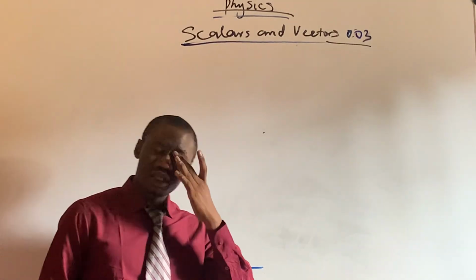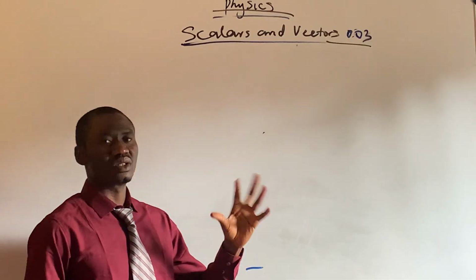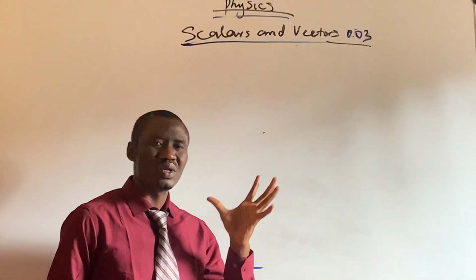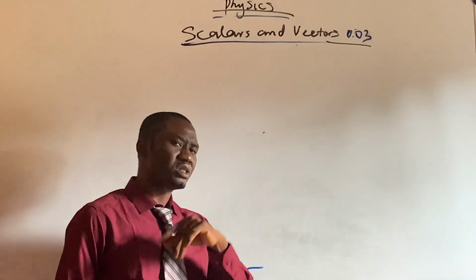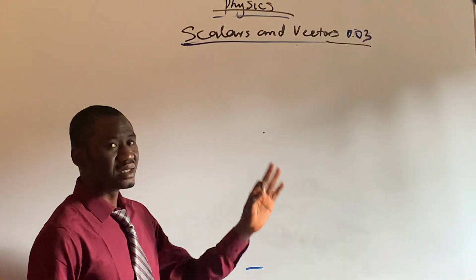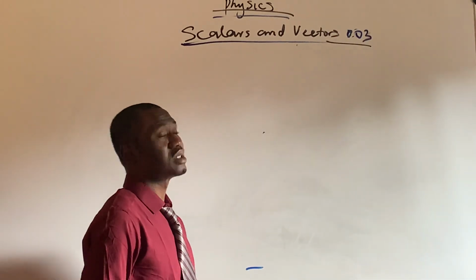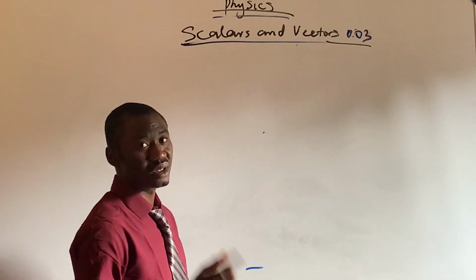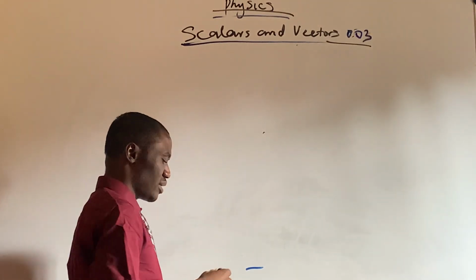So in our previous class, we discussed 001, 002, where we talked about vectors, just to identify vectors and scalars, to know which one is vector, which one is scalar. If you watch that video, you'll be able to identify easily vectors and scalars. That is scalars and vector quantity, 001, 002. Now, we're here, 003 of scalars and vector quantity.